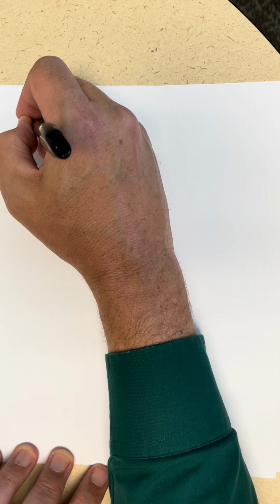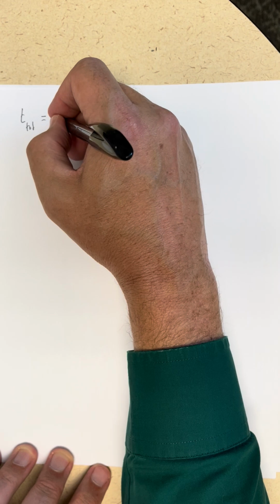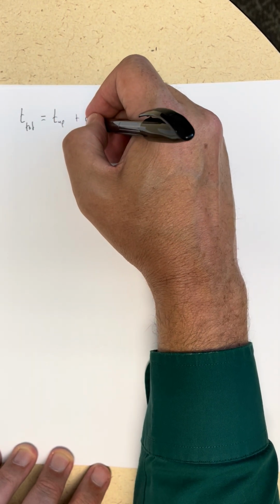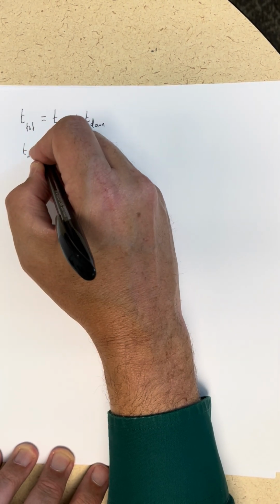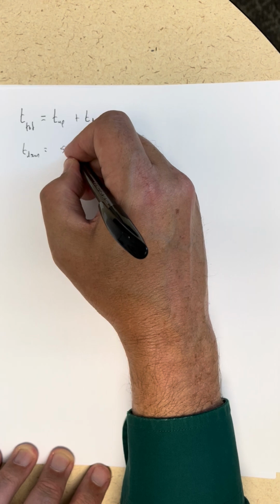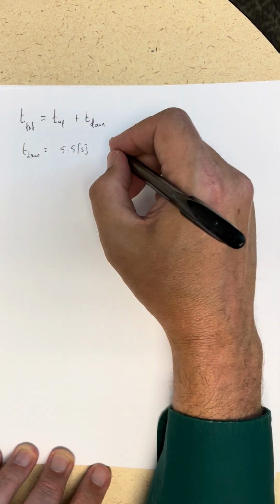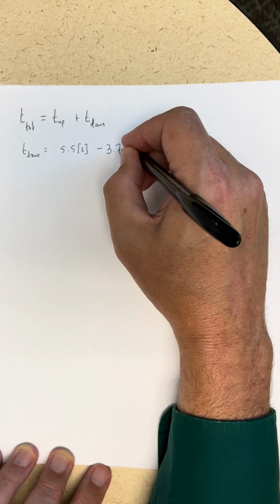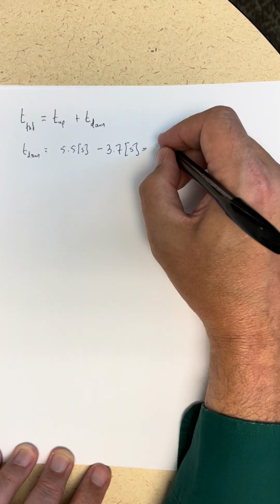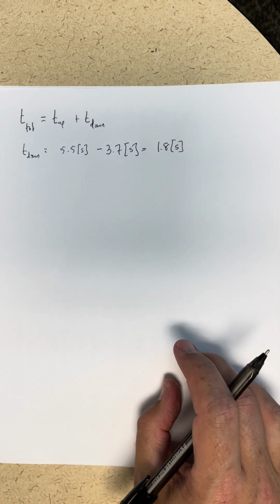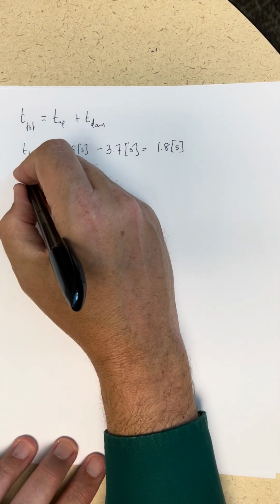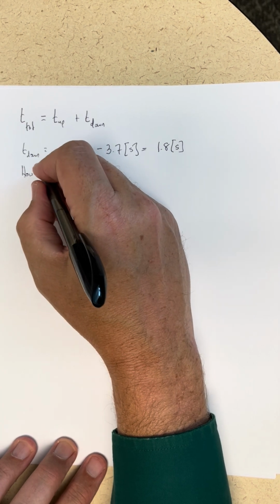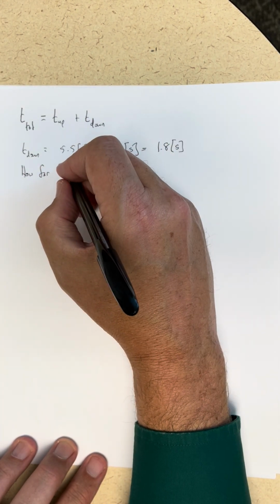So t, the time of flight, is the time to go up plus the time to fall down. So the time to fall down is going to be the time of flight, 5.5 seconds, minus the time to reach the highest point, 3.7 seconds, which is 1.8 seconds. All right, and that's going to be useful. So now we can find little h by asking how far, so another distance question, how far do you fall?